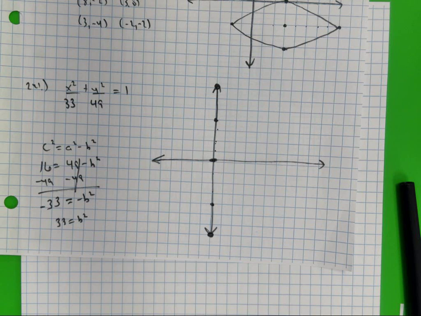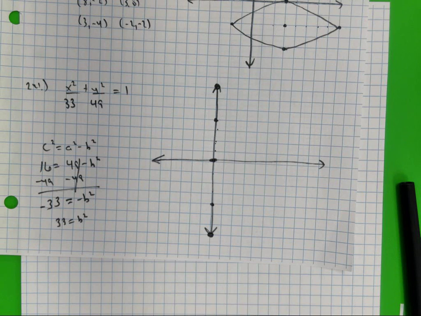Okay? Now, the a value is the distance from the center to the outside edge. 1, 2, 3, 4, 5, 6, 7. 7 squared is 49. That's how I got that, okay? Now, I need to find the b value. Well, I don't have anything to help me find the b unless I use the foci somehow. Well, the c value is the distance from my center to my focus. 1, 2, 3, 4. I can use this equation. c squared equals a squared minus b squared. You got to know that formula by heart.